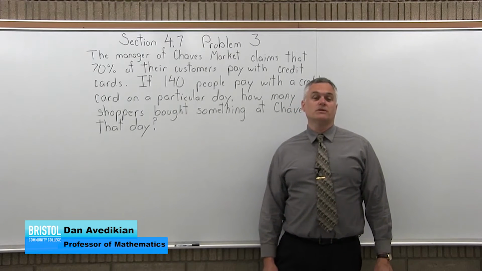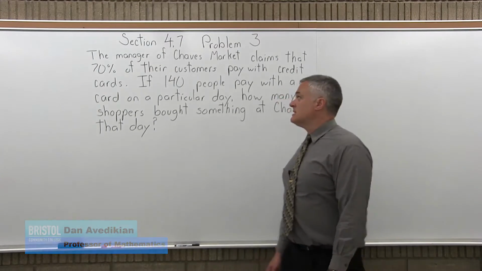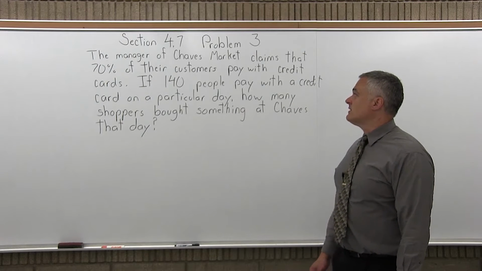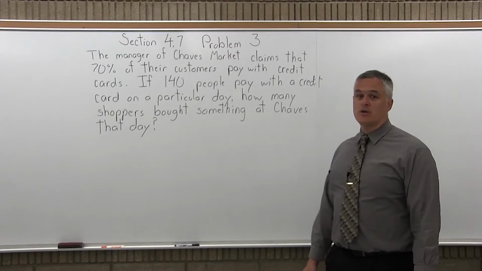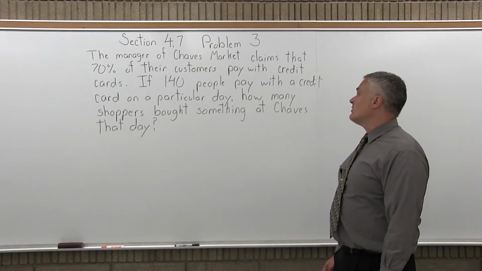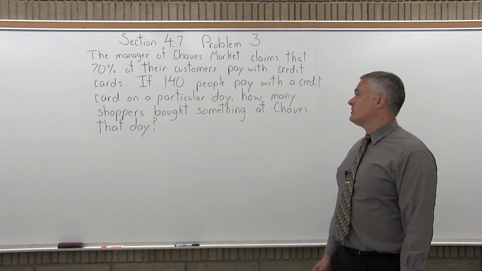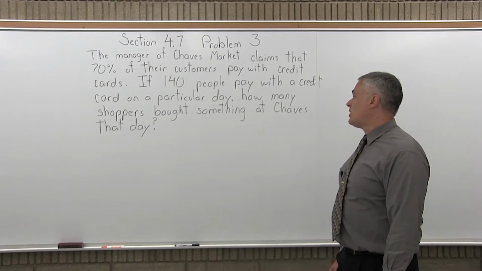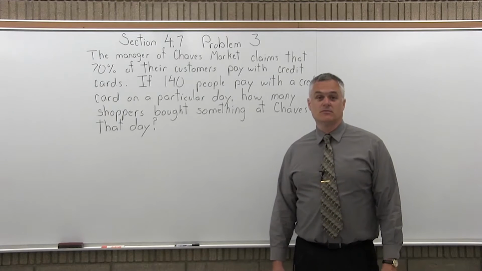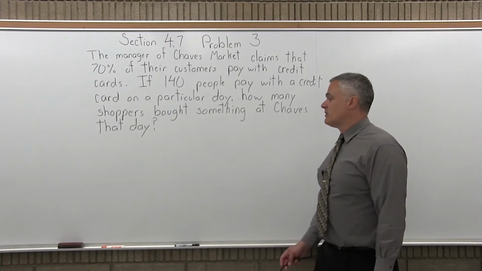This is Section 4.7, Problem 3. It says the manager of Shaw's Market claims that 70% of their customers pay with credit cards. If 140 people pay with a credit card on a particular day, how many shoppers bought something at Shaw's that day? So it's a realistic sort of a problem.